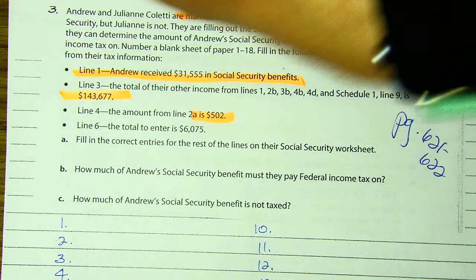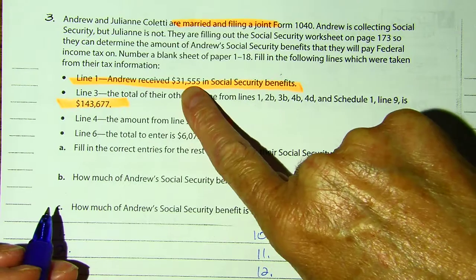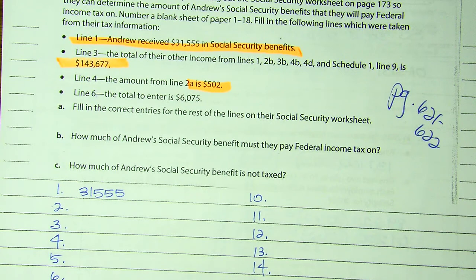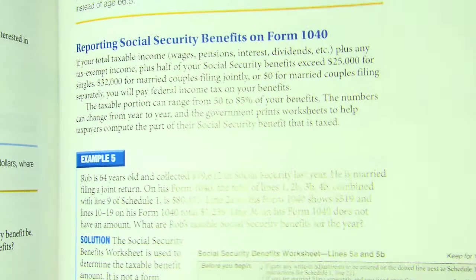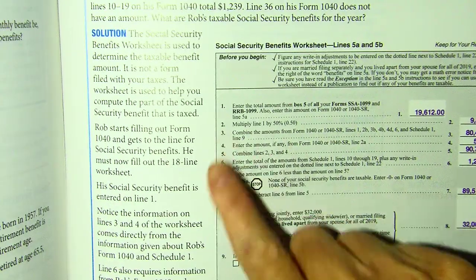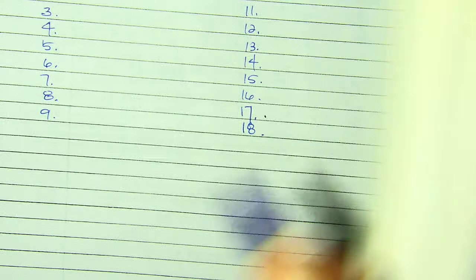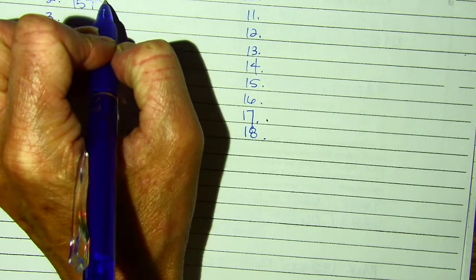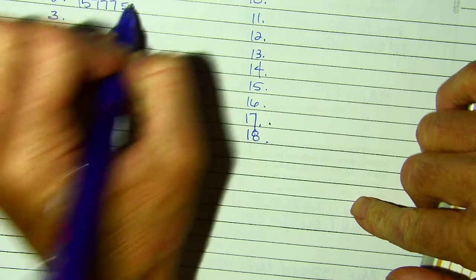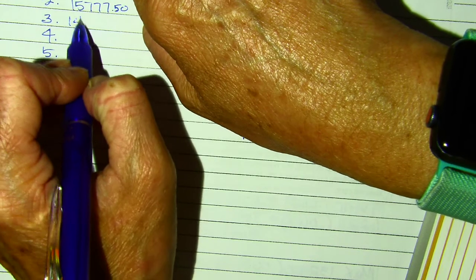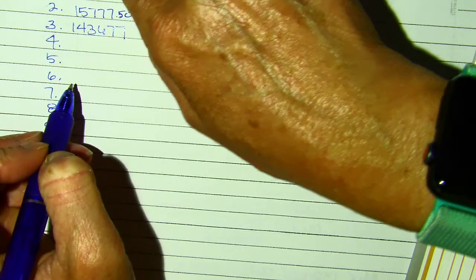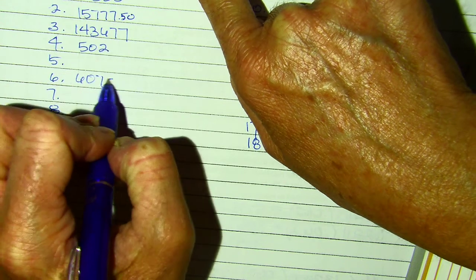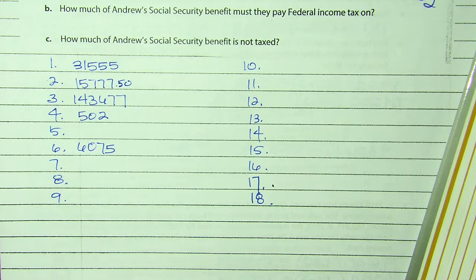Here we go, line 1. They paid $31,555. Line 2 says in your book, multiply line 1 by 50%. And so if you multiply it by 50%, we get $15,777.50. Line 3, they're telling us their total income is $143,677. Line 4 is 502, and then line 6 is 6075, and they would like us to complete the rest.